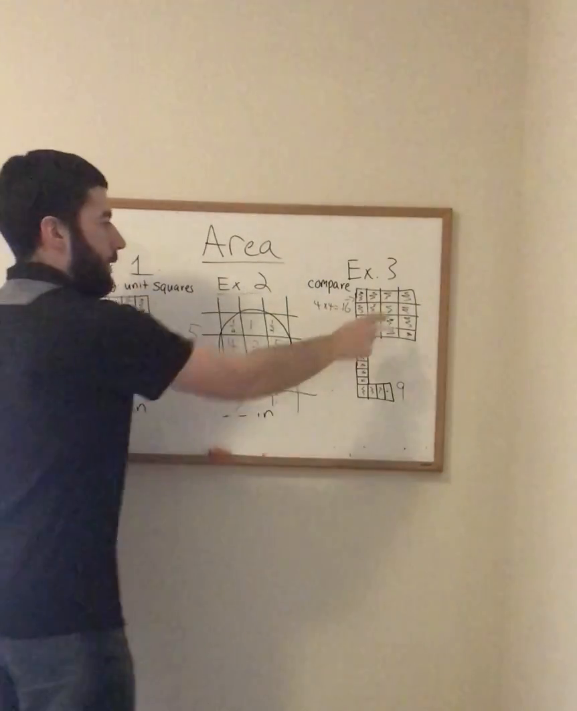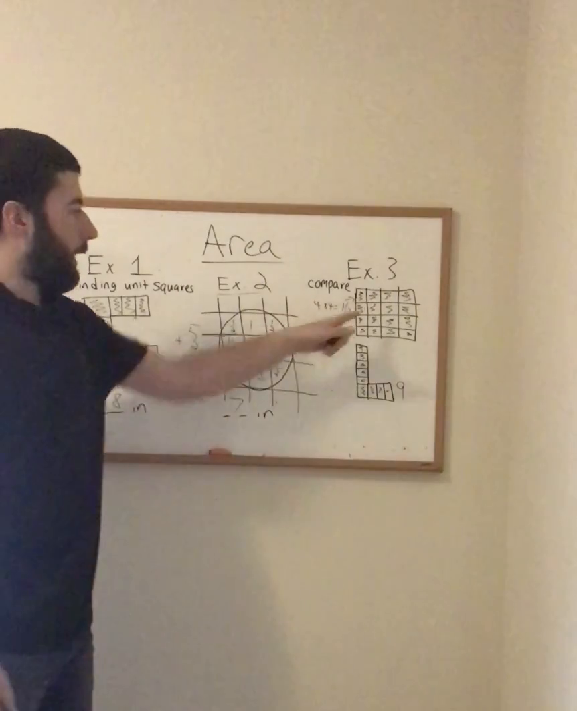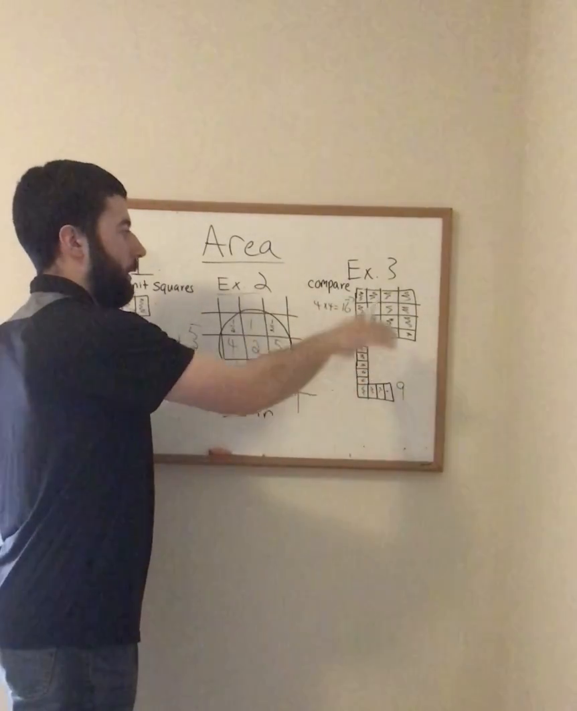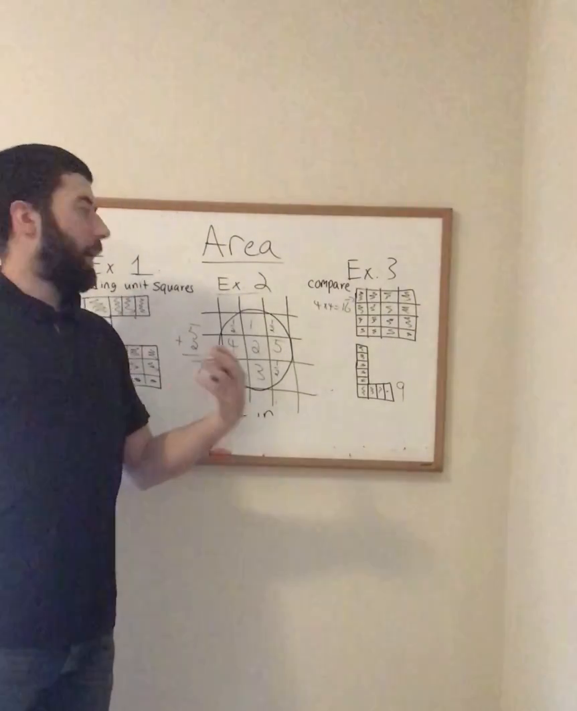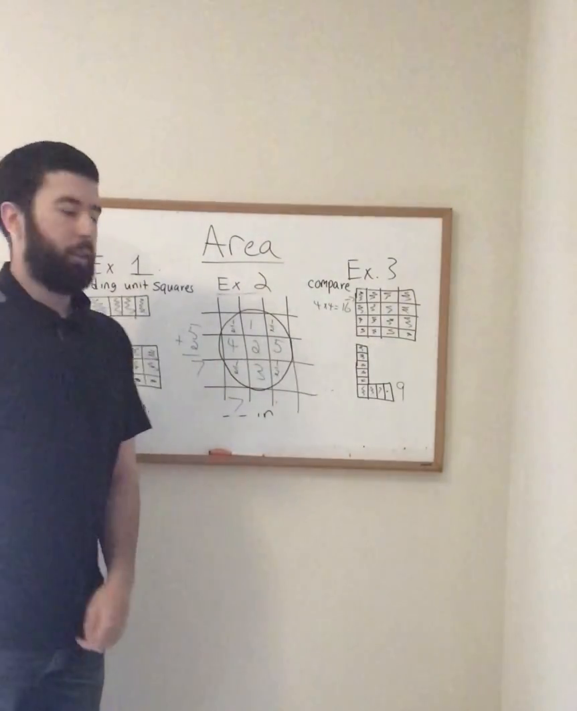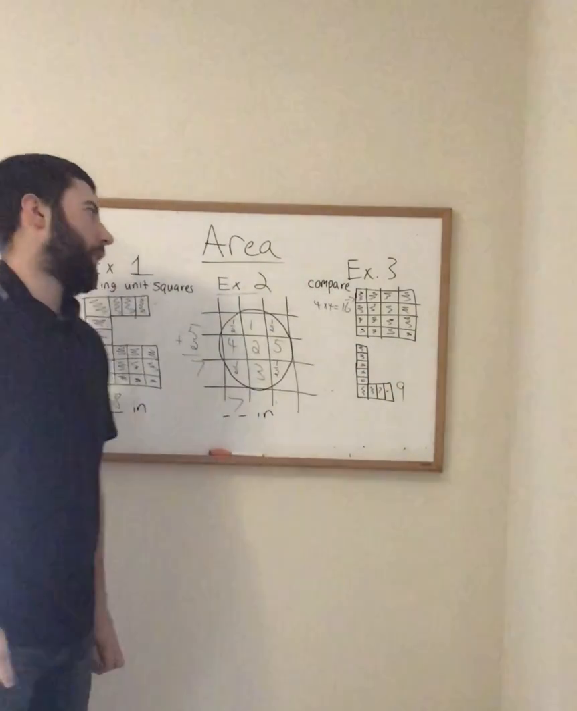So I can tell that this figure has a greater area than this bottom figure. Now if you're looking at these figures, sometimes you could tell based on the shapes which one might have a greater area, but it's always good to count and figure it out before guessing. So 16 was greater than 9, so this shape had a greater area.